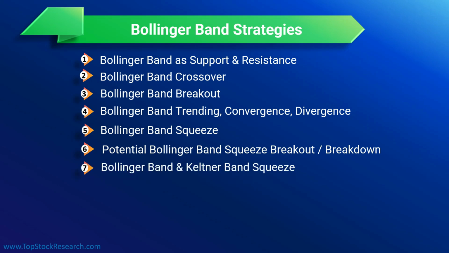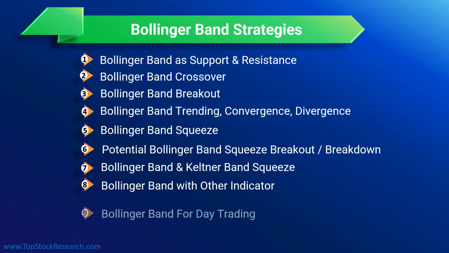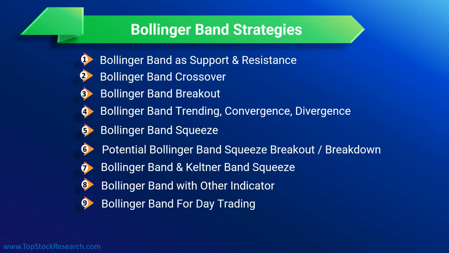Then Bollinger Band and Keltner Band. So how do we mix the two bands together to get a good trading signal? Then Bollinger Band with some of the other indicators. Then, similar to what we did for RSI and MACD, what are the better numbers for day trading and swing trading, okay?